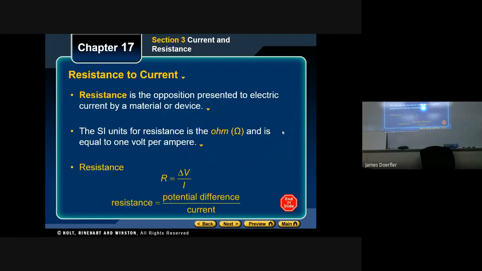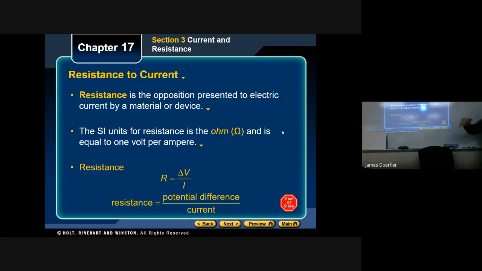But resistance is the opposition presented to electric current by a material or device. The SI unit for resistance is the ohm. That's the omega symbol, I believe. I'm not really up to snuff on my Greek, I don't even know if it's Greek, but it's equal to 1 volt per ampere. You can calculate it using the following formula: resistance, denoted with a capital R, is equal to the potential difference divided by the current.